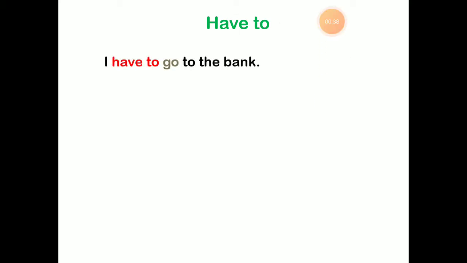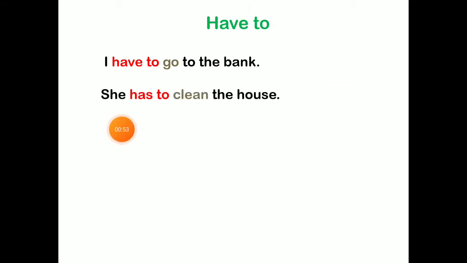Okay, look here. Now we are going to discuss the modal have to. Have to means necessary to do something. من الضروري أن نفعل شيئا. Look here. I have to go to the bank. I have to go to the bank means it's necessary to go to the bank. من الضروري أن أذهب إلى البنك.